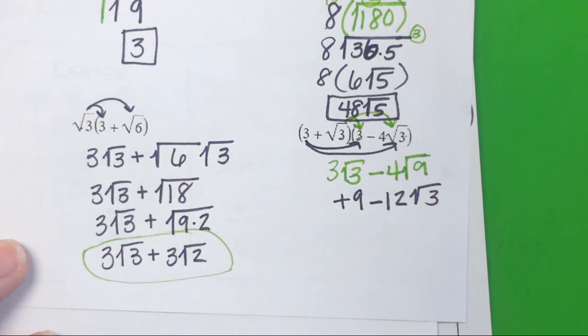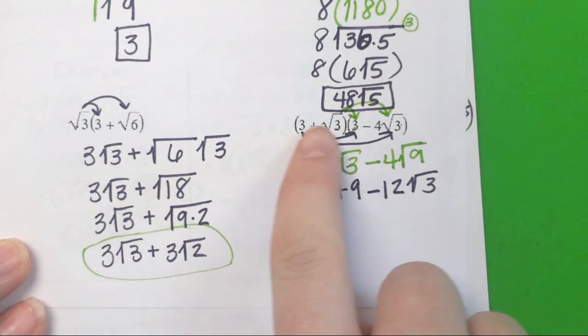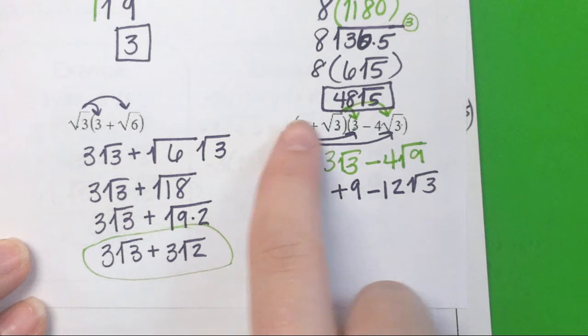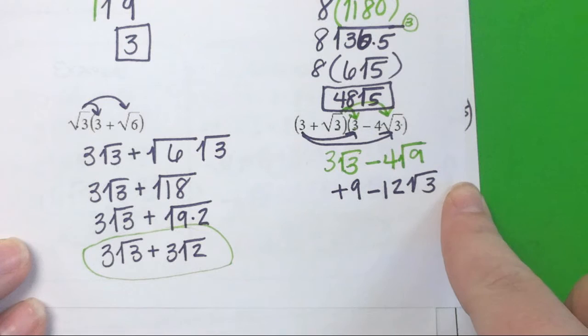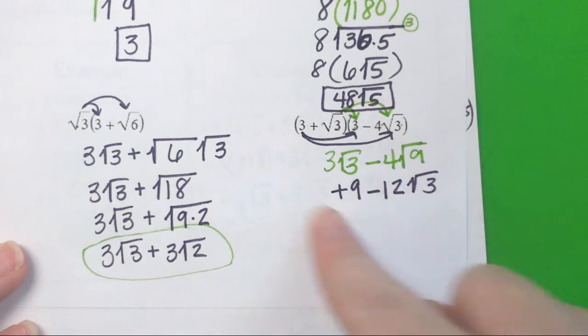But this distributing didn't just involve the square root of 3. It also has to involve the 3. 3 times 3 is 9. 3 times negative 4 is negative 12 square roots of 3. Okay, I need to combine all these if I can.